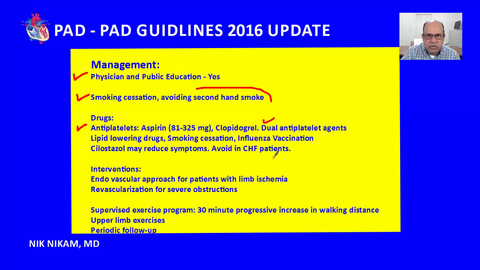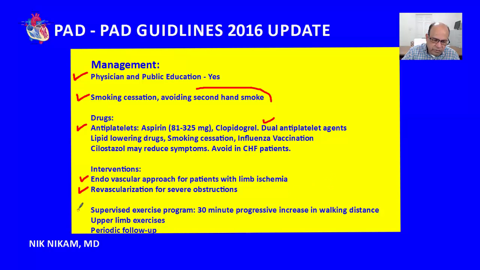If the patient has significant stenosis, a critical stenosis in a segment of a peripheral artery, then they should be considered for endovascular approach, which involves catheterization and placement of a stent, especially if the patient has symptoms of gangrene or pre-gangrene. If there is significant obstruction, the other option that is available is peripheral arterial revascularization by a vascular surgeon.